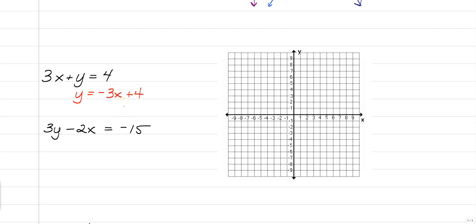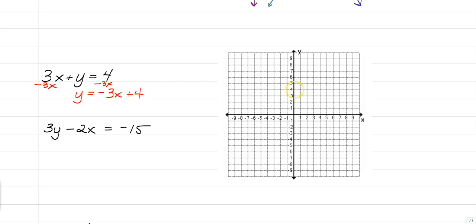How did I get that? Well, all we're doing is getting y by itself. So just like an algebraic equation, if you're moving something to the other side of an equal sign, you just have to do the opposite operation. So a positive 3x, you just have to subtract 3x from both sides. And that's how you get a negative 3x plus 4.